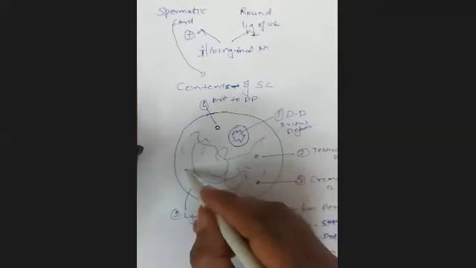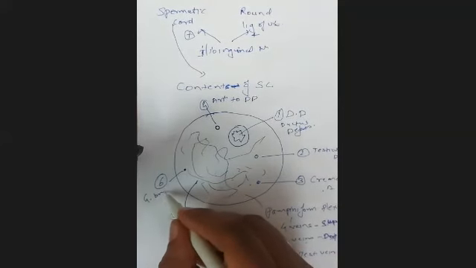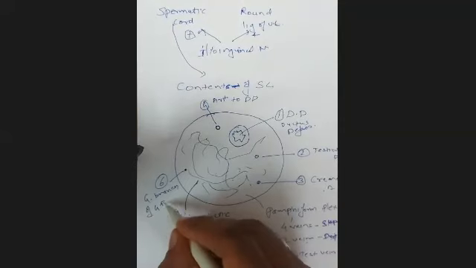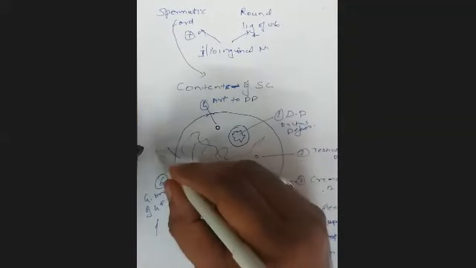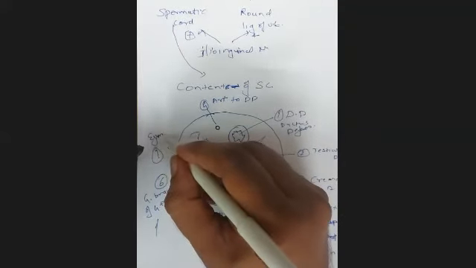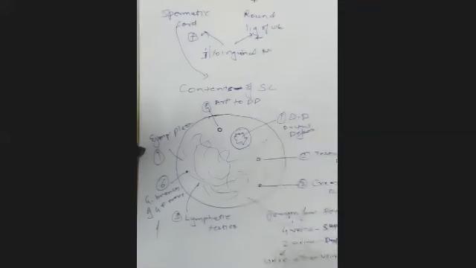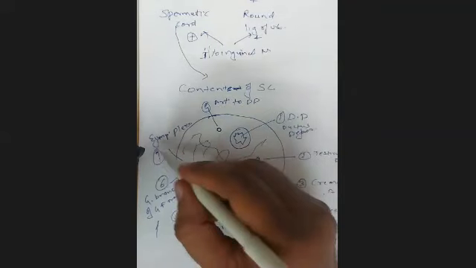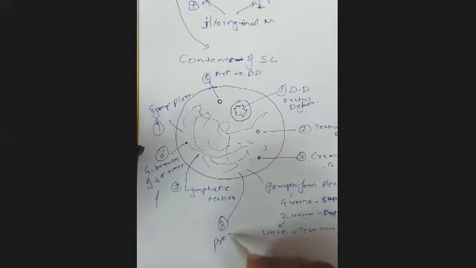Then there is a nerve. What is this nerve? The genital branch of the genitofemoral nerve, and there will be sympathetic plexus. Then the last content is the remnants of the processus vaginalis.